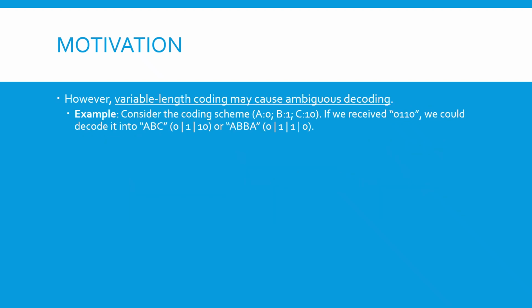However, variable-length coding introduces a potential challenge during decoding. If the codes are not carefully designed, decoding may become ambiguous. Consider again the variable-length coding scheme, where A is encoded as 0, B as 1, and C as 10. When the code 0110 is received, it can be decoded either as ABC or as ABBA. This ambiguity highlights the need for additional constraints when designing variable length codes.